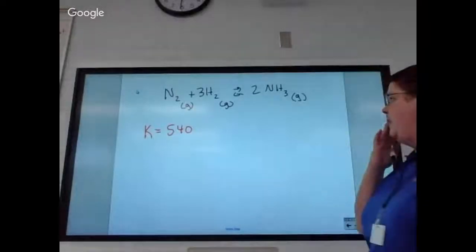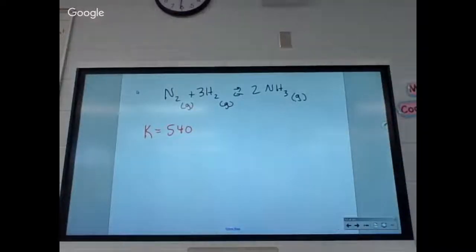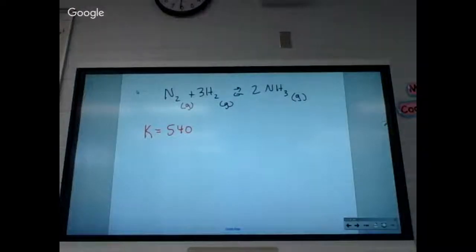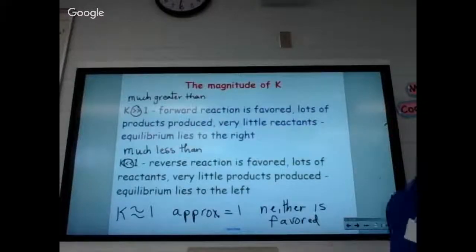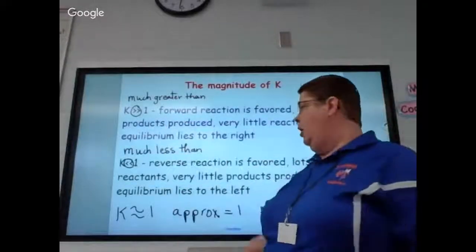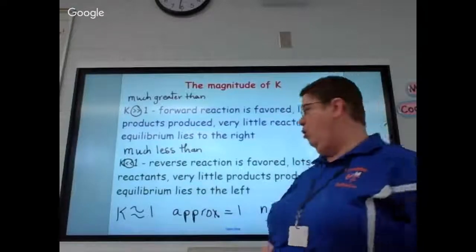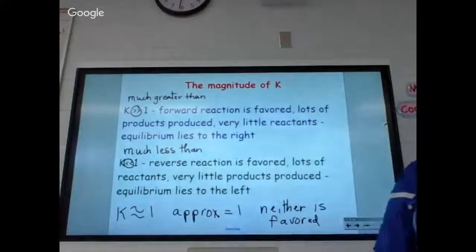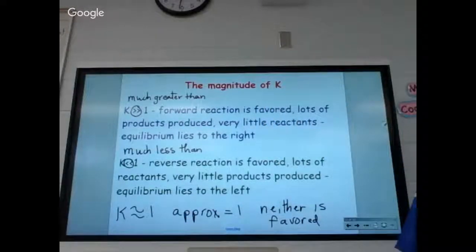All right. So if you have a K of 540, what would this tell us about this reaction? Would we have a lot of N2 and H2? Would we have a lot of NH3? Or would we have a lot of all of it? All right. So if we cruise back over here, are we much greater than 1? Are we much less than 1? Or are we approximately equal to 1? Much greater. We are much greater than 1.